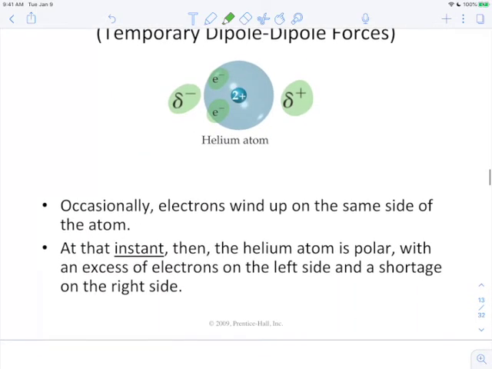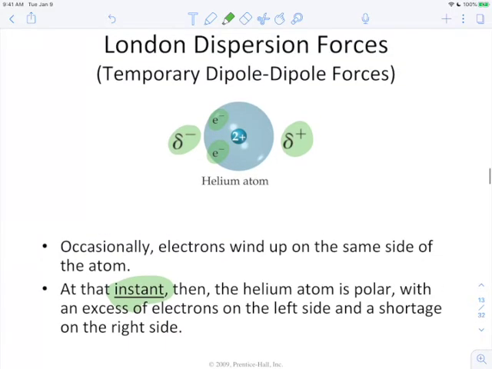So here it says occasionally electrons will wind up on the same side of the atom. They're not supposed to. Their parents always told them never do this, but they do just from time to time. And then in that instant, it becomes polar. Again, it's just an instant, boom, and it's done. But it happens. So these are the hardest ones to wrap your head around because they're not supposed to be doing what they're doing. They're supposed to be nonpolar, but every once in a while, for an instant, they act polar.